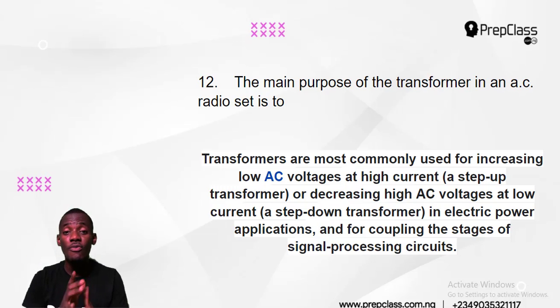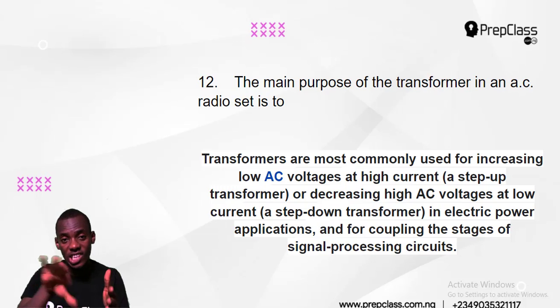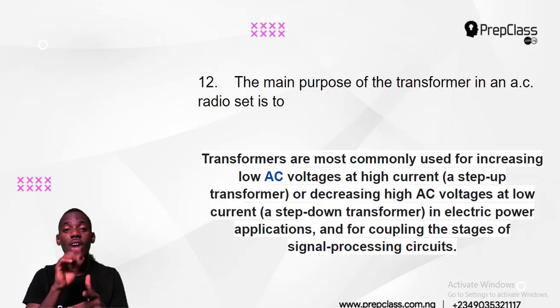So when you are stepping down voltage, you are automatically increasing the current, because light comes to us from the PHCN at high voltage and low current, but we use light at high current and low voltage. So the transformer helps to convert it. It changes it from high voltage and low current to high current and low voltage, and that's the way we use it in our home. So it is important.